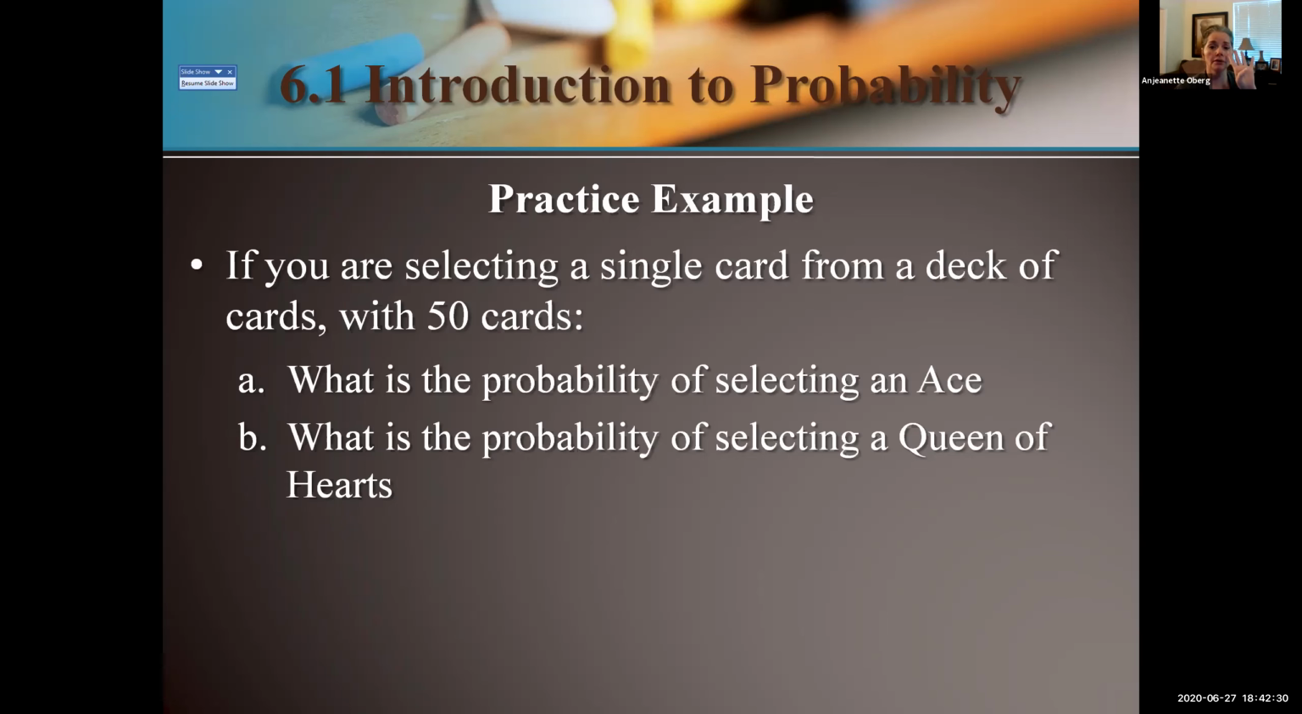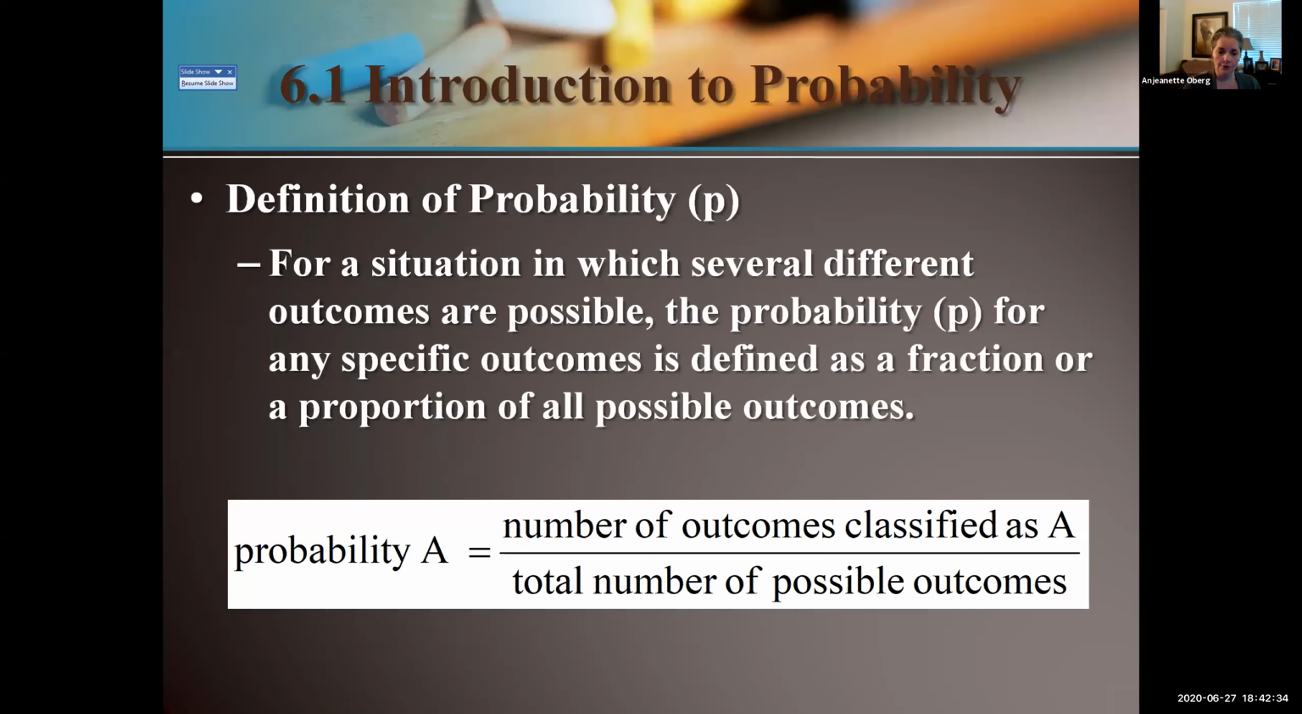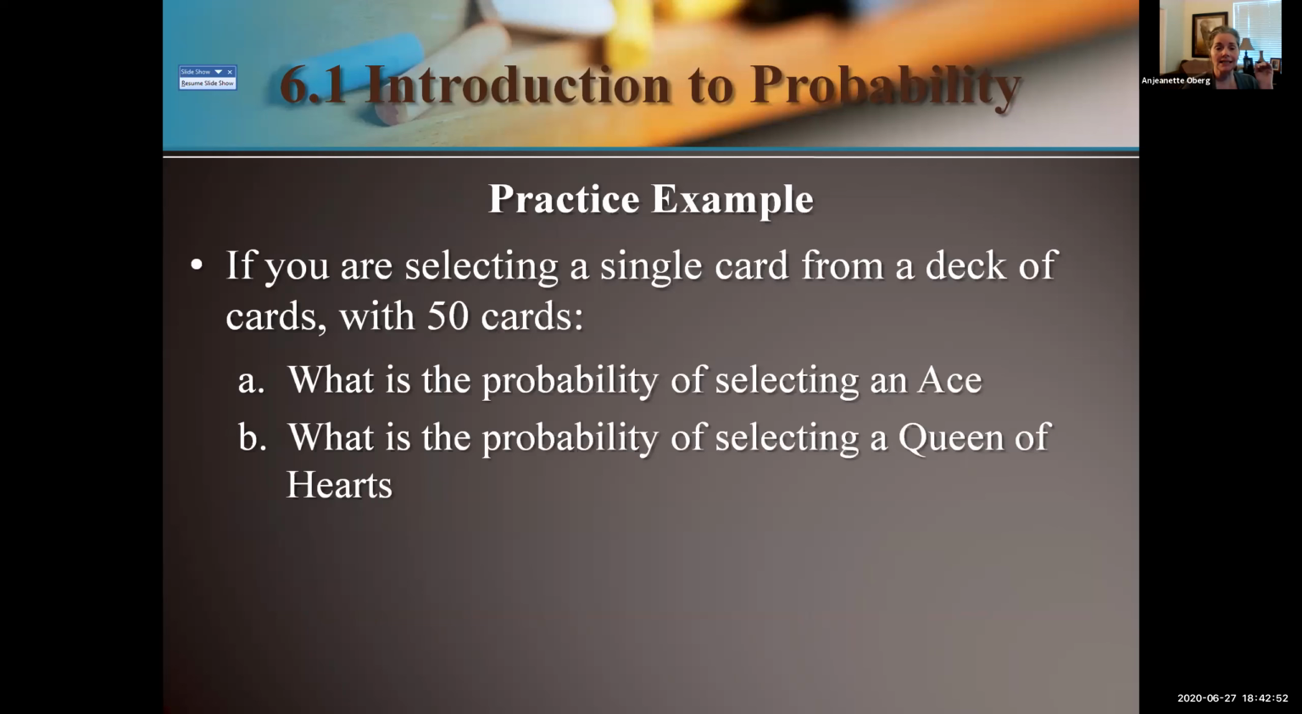Well, there's a total of 4 aces, and the total number of cards is 52. So if we go back to this formula, the total number of outcomes, so I'm saying, what's the probability of an ace, okay? The number of possible classified as aces, so that's 4, divided by the total number of cards altogether, 52. So our probability of selecting an ace is going to be 4 out of 52.